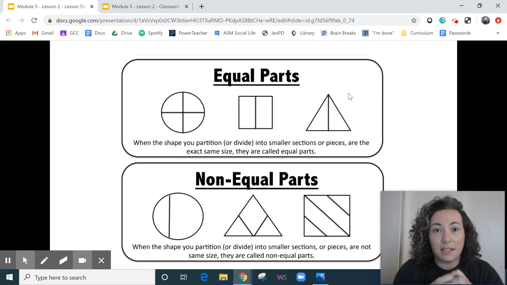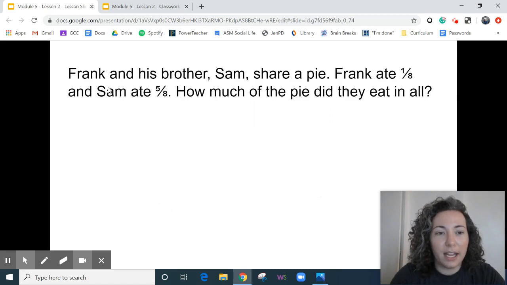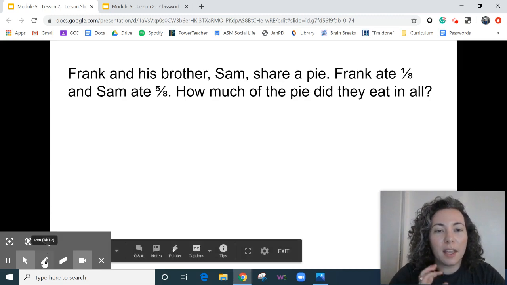So let's give this problem a try. You can either pause the video and give it a try on your own, or we can solve it together. So if you want to give it a shot on your own, go ahead and pause now. Otherwise, let's go ahead and do it together. So I'm thinking about my read, draw, and write. So my first job is to read.